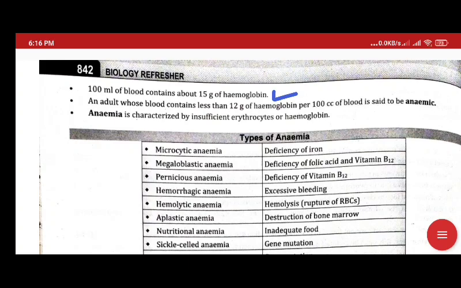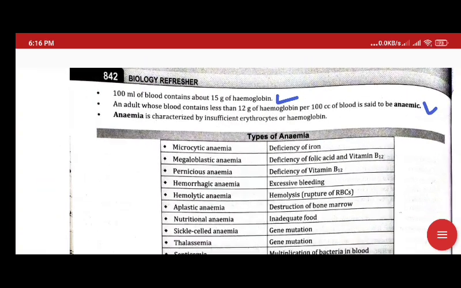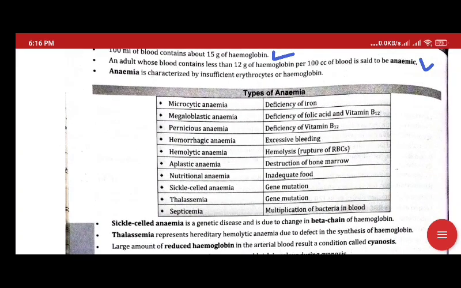If there is less than 12 gram hemoglobin, that is called what? Anemia. Now the types of anemia: microcytic anemia, deficiency of iron. Megaloblastic anemia, deficiency of vitamin B12, because vitamin B12 is essential for making RBC mature. Pernicious anemia, deficiency of vitamin B12, and folic acid also. Now hemorrhagic anemia is due to excessive bleeding.